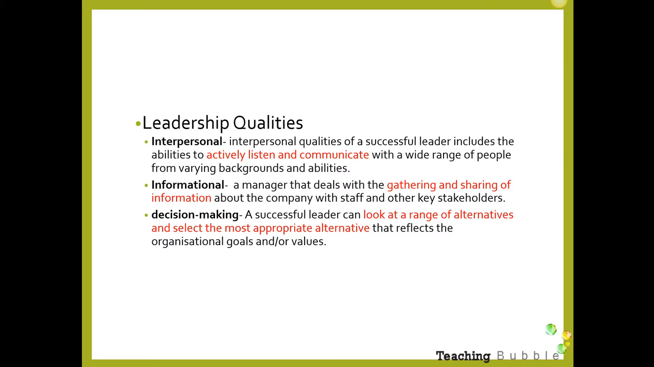Okay? And then decision making. A successful leader can look at a range of alternatives and select the most appropriate alternative that reflects the organisation's goals or values. So look, this one was done reasonably well in the exam, decision making, because most people studied a decision making process. We'll get into that later on when we go through management skills. But the important thing there, it's not just being able to make a decision. All right, you can't just say that. You need to be saying that a manager needs to be able to look at a range of alternatives and then decide, based on what the goals, objectives or values of the organisation are, which one's the most appropriate, which road are we going to go down in order to achieve this goal and objective.